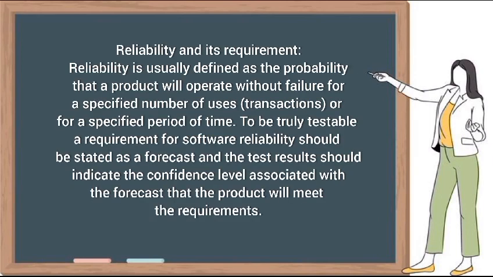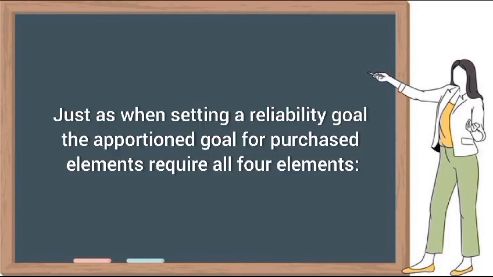Reliability and its requirement. Reliability is usually defined as the probability that a product will operate without failure for a specified number of uses, transactions, or for a specified period of time. To be truly testable, a requirement for software reliability should be stated as a forecast, and the test results should indicate the confidence level associated with the forecast that the product will meet the requirements.